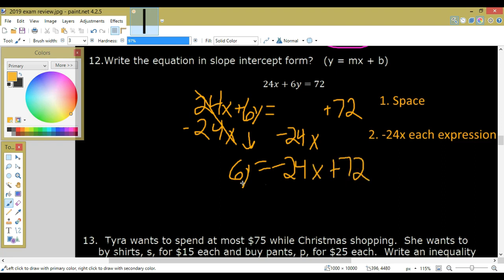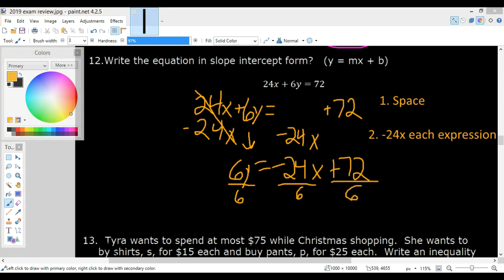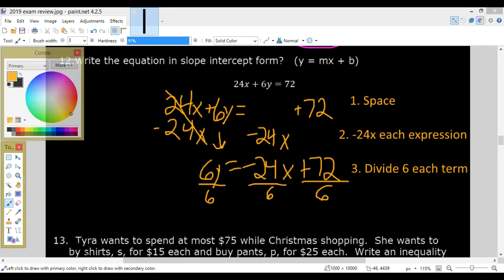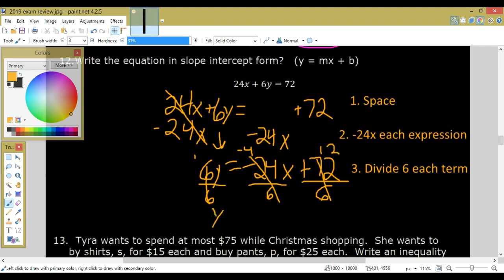And then our last step is to divide each term by 6. There's 3 terms here, so we divide 6 in 3 different places. 6y divided by 6 is 1y. Negative 24x divided by 6 is negative 4. And 72 divided by 6 is 12. So our equation in slope-intercept form is y equals negative 4x plus 12.